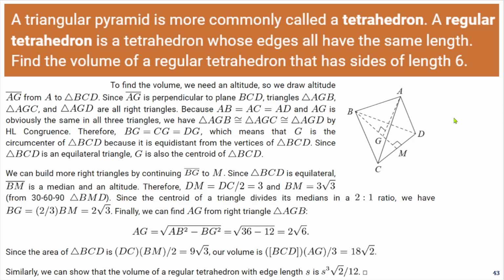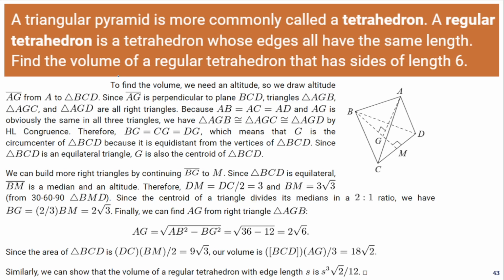Okay, next let's have a look at the solution. To find the volume, we need an altitude, right? So we can draw altitude AG from A to plane BCD. Since AG is perpendicular to plane BCD, triangles AGB, AGC, and AGD are all right triangles, because AB equals AC equals AD and AG is obviously the same in all three triangles. We have triangle AGB congruent to triangle AGC, which is congruent to triangle AGD, by HL congruence.